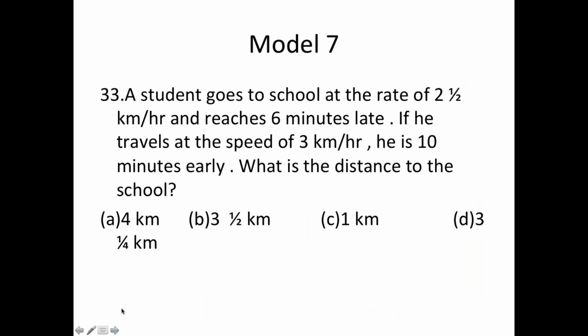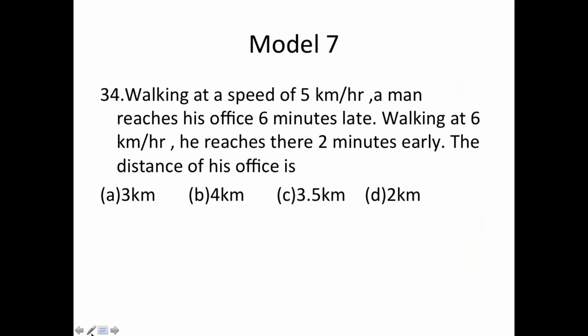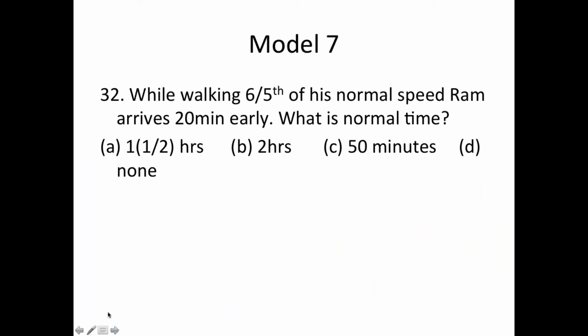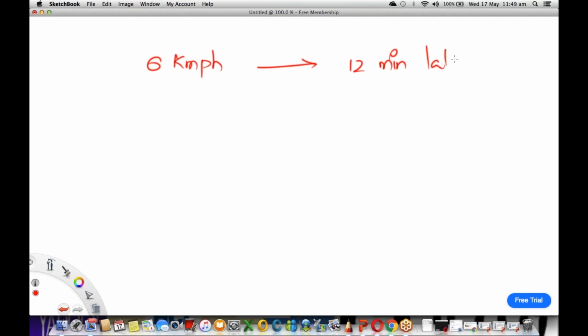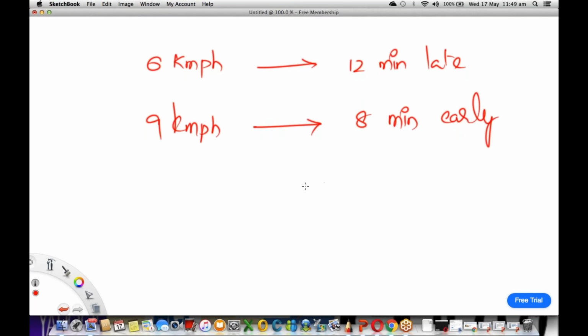I think it's clear. Just solve this question. A car is moving with a speed of 6 kilometers per hour and reached the office 12 minutes late. Next day, the car is moving with a speed of 9 kilometers per hour and reached the office 8 minutes early. Then find the distance between home and office.